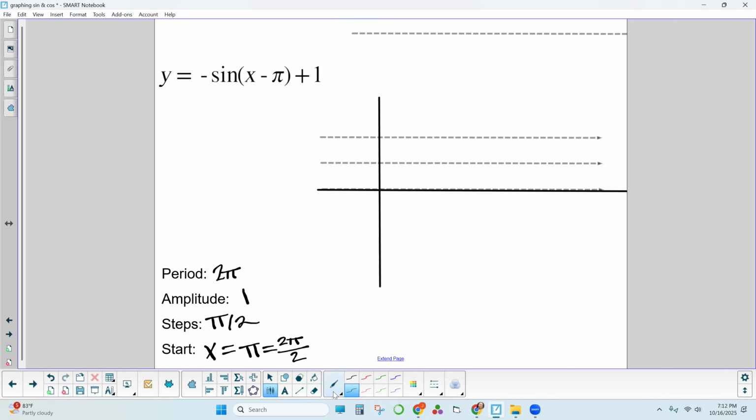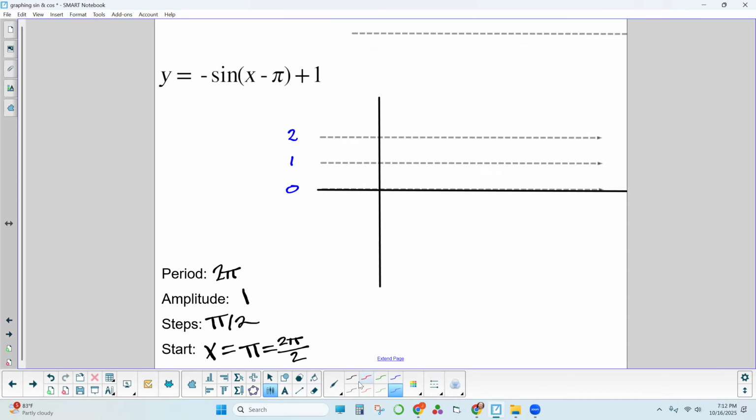Okay? We want to remember to label these somewhere. I like to label them over here on the left. That is y equals 0, y equals 1, and y equals 2. Okay? This shows me my vertical shift and my amplitude.